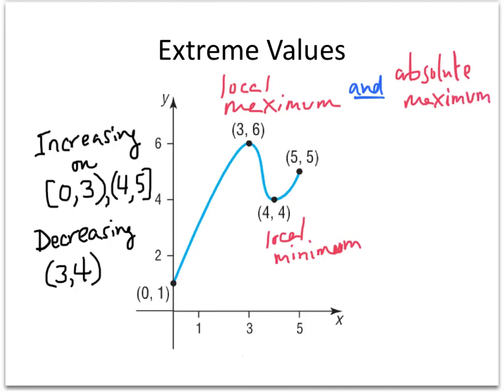Do we have an absolute minimum at x equals 4? Well, no. This minimum value is just a local minimum. This is the lowest y value that we see in the neighborhood. There are lower y values in this part of my function. So this point (0, 1), that's where my absolute minimum is.